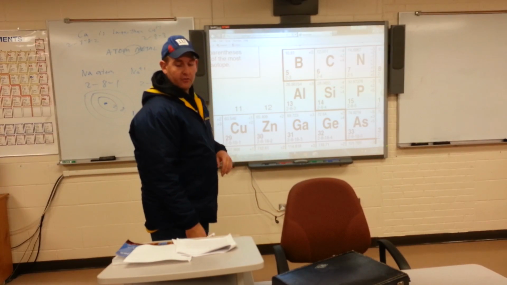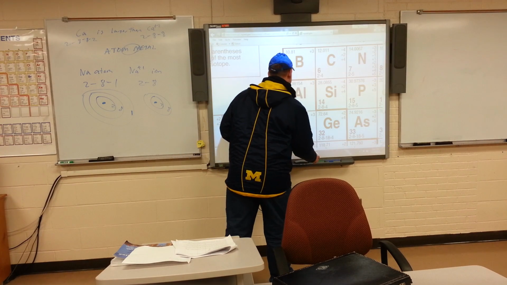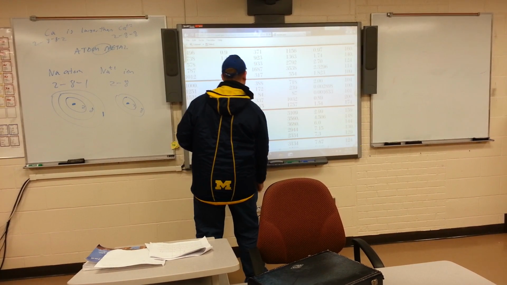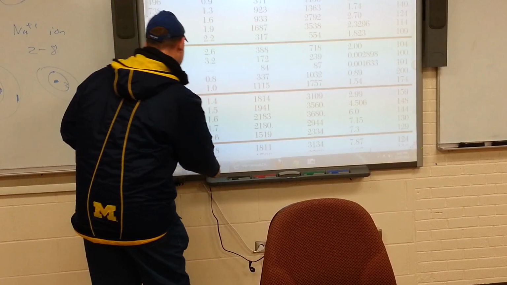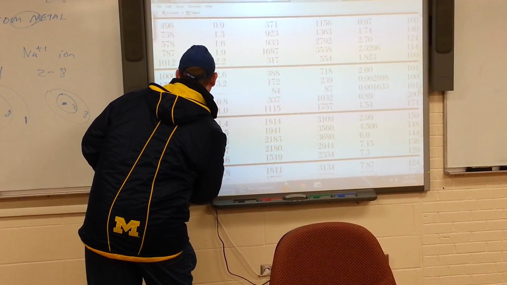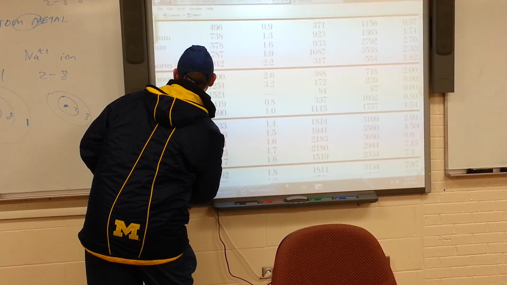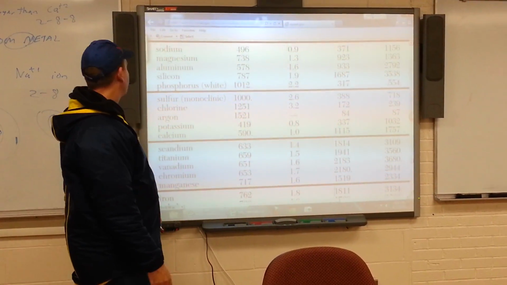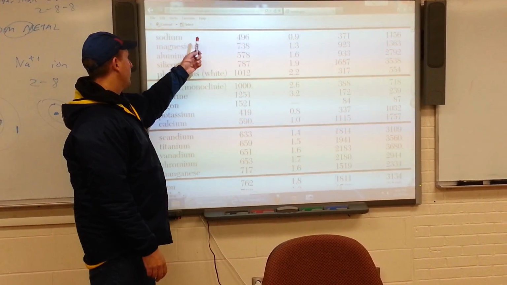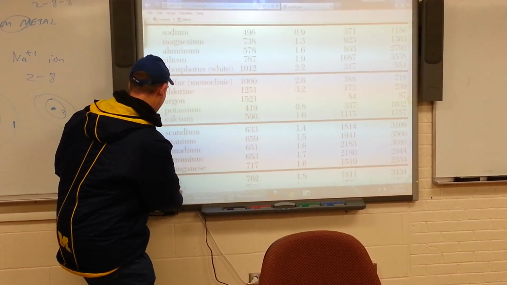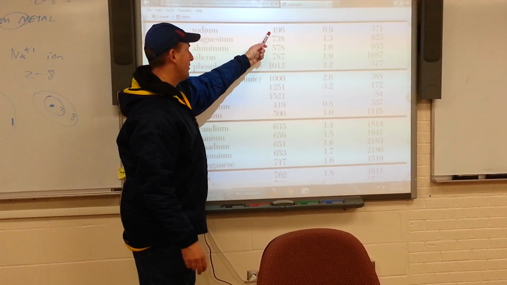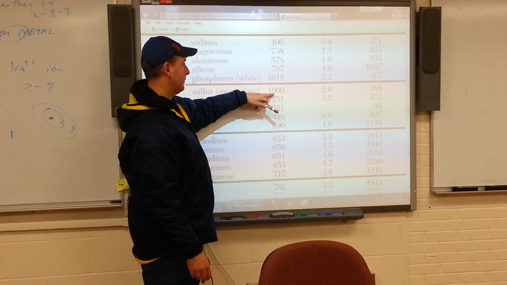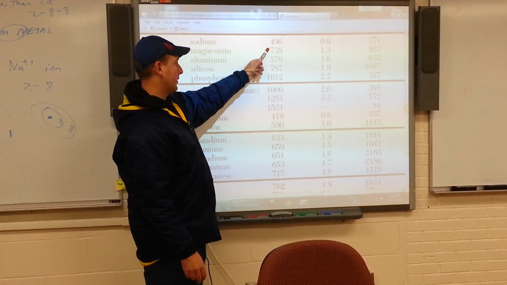Next, ionization energy. Go to table S. This column here is ionization energy. So we're going from sodium down to chlorine. Remember, numbers 11 through 17. What's happening in ionization energy? 496, 738, 578. It went up and down a little bit. For the most part, it's going up. 787, 1012, 1000, 1251, or 1521. So what's it doing? It's generally increasing.